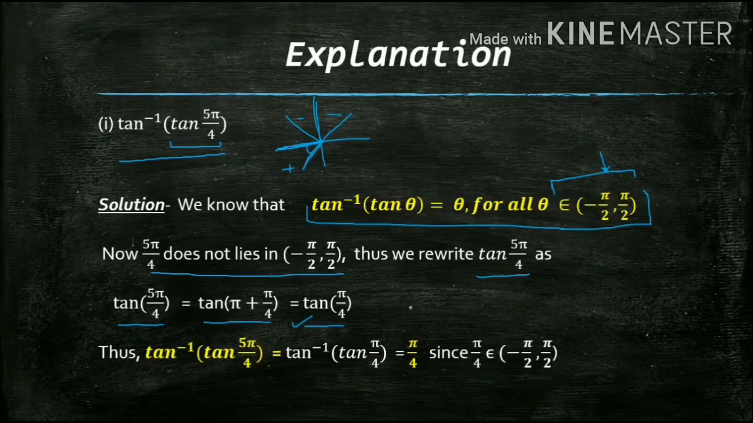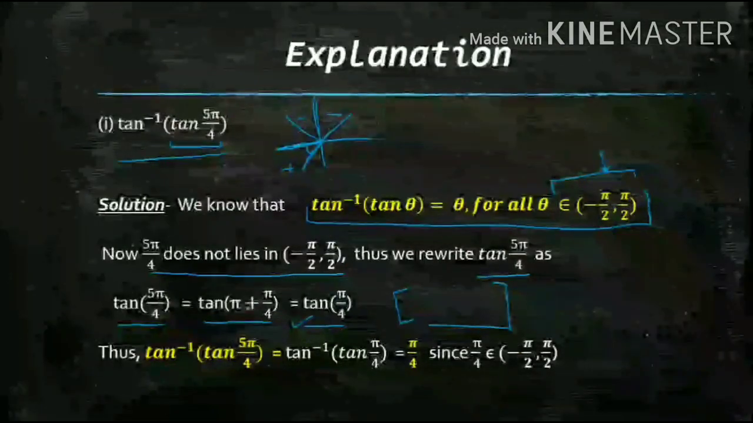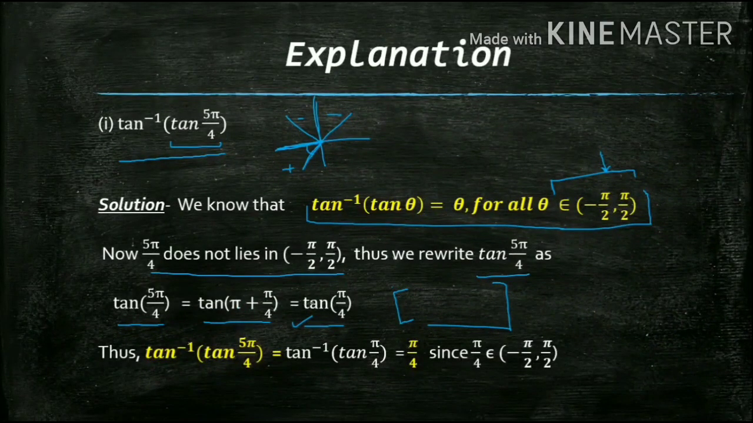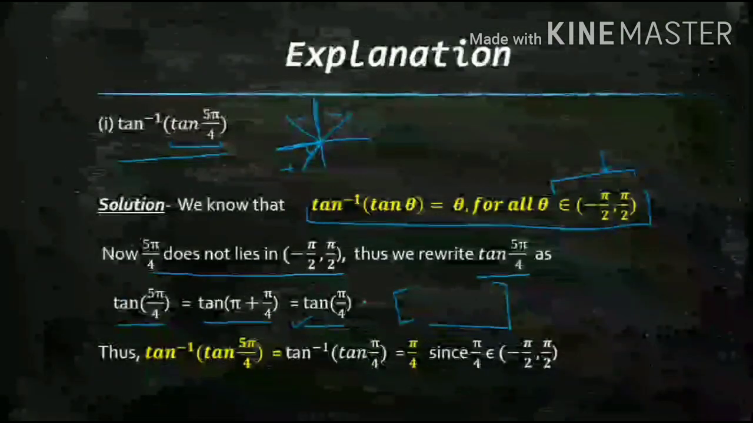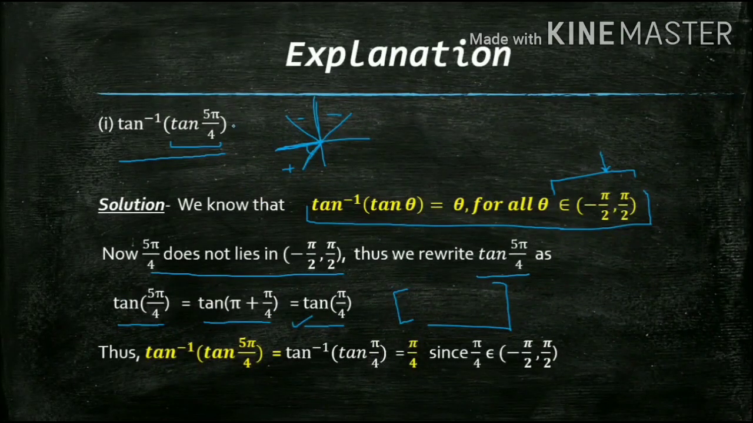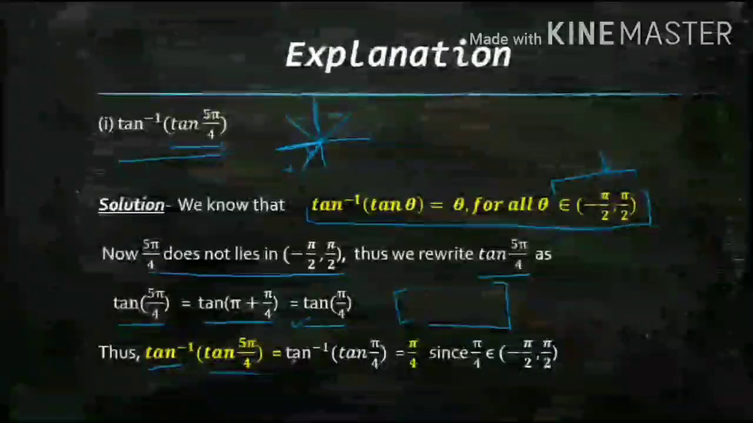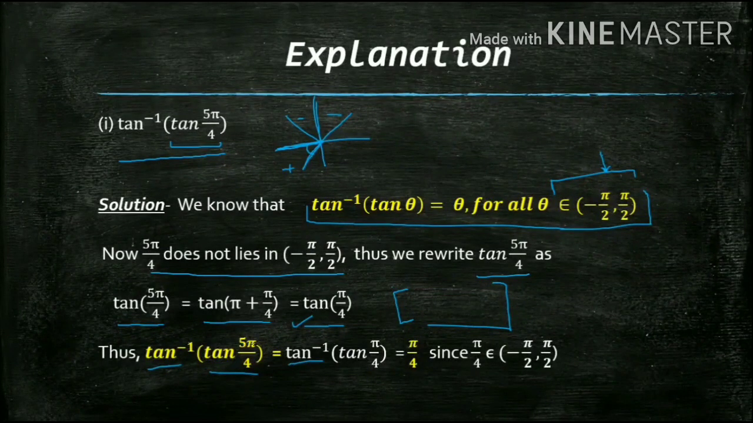And you will also write the reason, which I have not written over here. You will write the reason that tan of pi plus theta is nothing but tan theta. You need not write the value, that it is equal to 1, because you need to find the angle. So you will write tan inverse of tan 5 pi by 4, and in place of tan 5 pi by 4 you will write tan pi by 4. And now since pi by 4 belongs to the open interval minus pi by 2 comma pi by 2, the answer would be pi by 4 by the self-adjusting property.